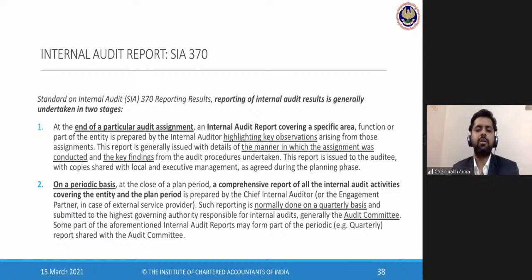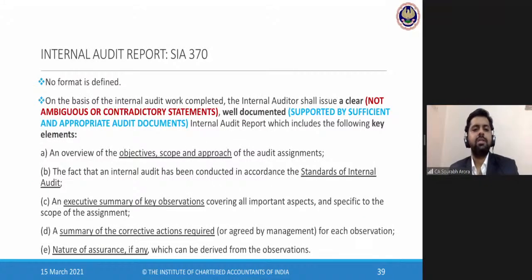Some part of the aforementioned internal audit reports may form part of the periodic report shared with the audit committee. So we can use some excerpts of the detailed audit reports to highlight certain critical points, or you may use them as annexures as well. So this is what is provided over here. No format is defined for any internal audit report in Standard on Internal Auditing 370, unlike the format defined for the statutory audit report. On the basis of internal audit work completed, the internal auditor shall issue a clear, not ambiguous or contradictory, well documented statement. Well documented means sufficient and appropriate audit documents should support it.